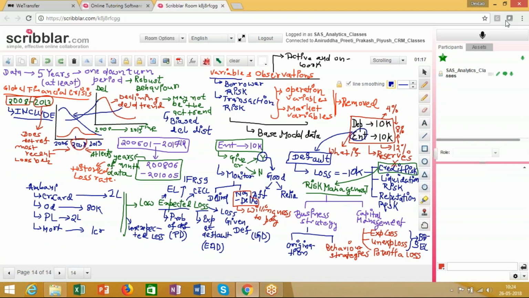So we'll start off with a discussion on the Basel PD model. When I talk about a PD model, what exactly is the objective of the PD model? The PD model is the probability of default model, and the objective of this model is to understand the chances of a borrower to default in the next 12 months.